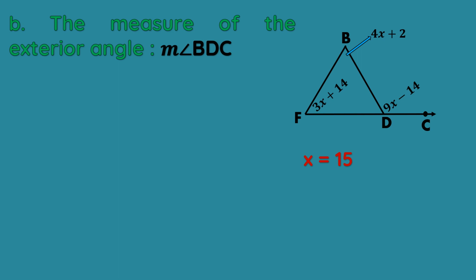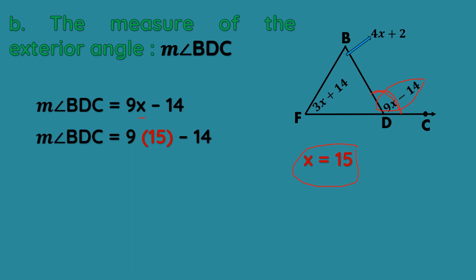Let's now find the measure of the exterior angle. Based on the figure, our exterior angle is angle BDC. And angle BDC as given is equal to 9x minus 14. Here is angle BDC, 9x minus 14. By substituting the value of x to the variable x in the equation, we have 9 times 15 minus 14. 9 times 15 is 135, less 14 is 121. Therefore, the measure of the exterior angle is 121.